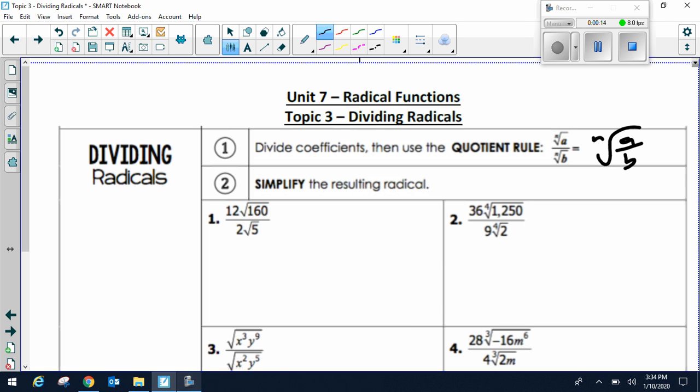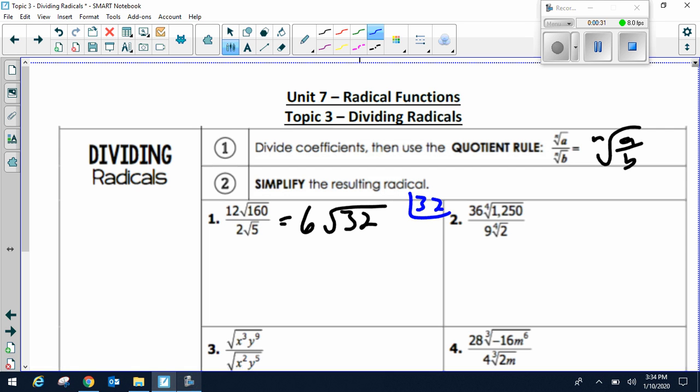So when you're dividing, outside you can divide with outside, so that 12 divided by 2 will give you 6. Inside, in this case, because they have the same index, you can divide with inside. So 160 divided by 5 gives me 32 on the inside. And then you simplify it from there. So you do the birthday cake from there.